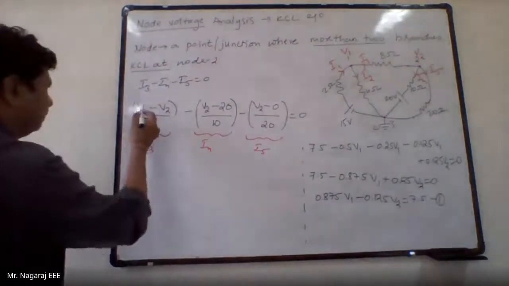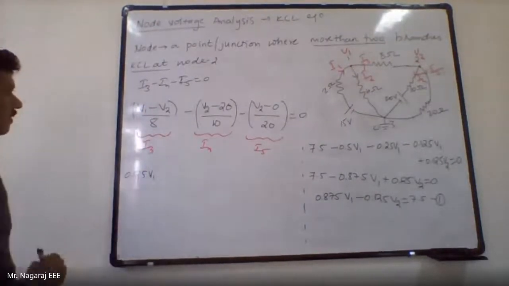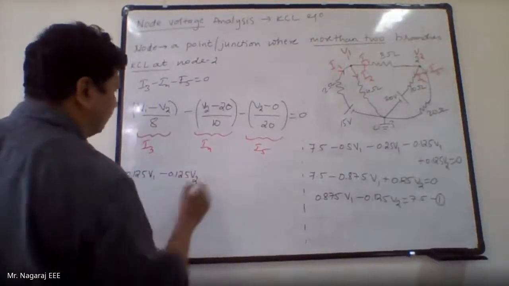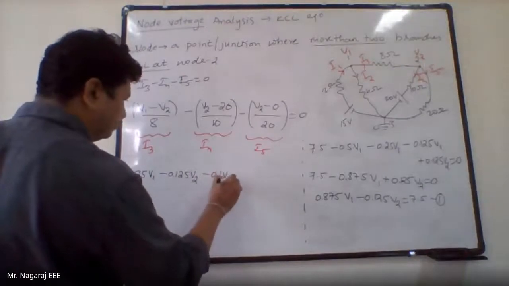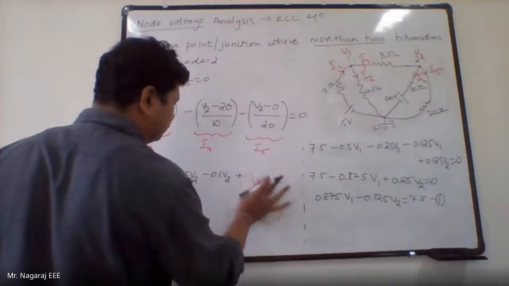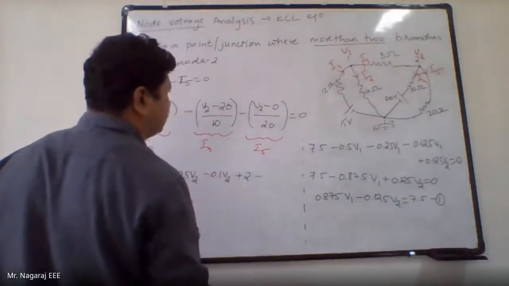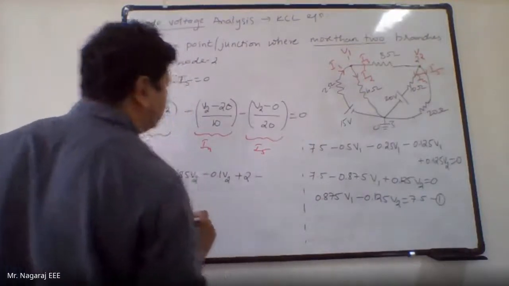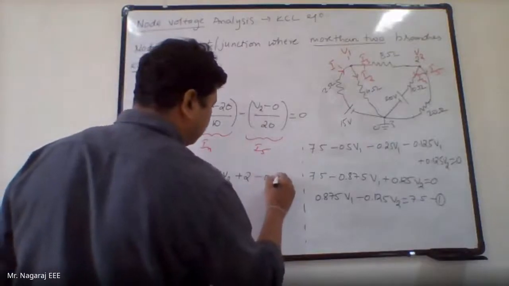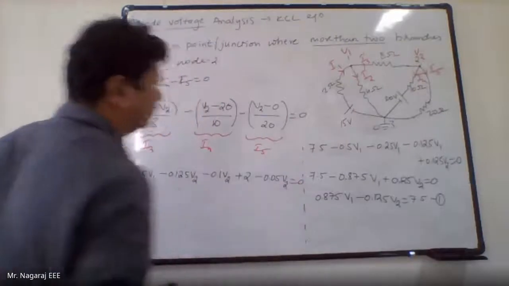Now, so V1 by 8, it is 0.125 V1, minus 0.125 V2, minus 0.1 V2, plus 10, sorry, plus 2, minus 0.05 V2 is equal to 0.